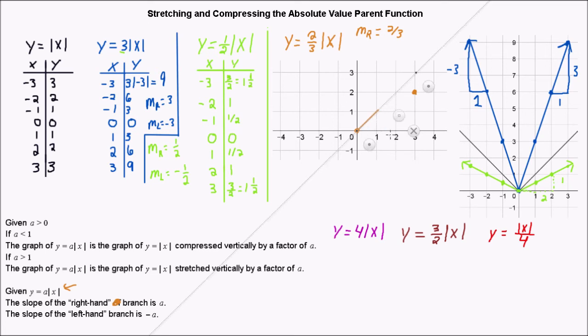I went right 3 and up 2. This is off a little bit, huh? Let's pull this down just a little bit. Okay, there we go. There's our graph.